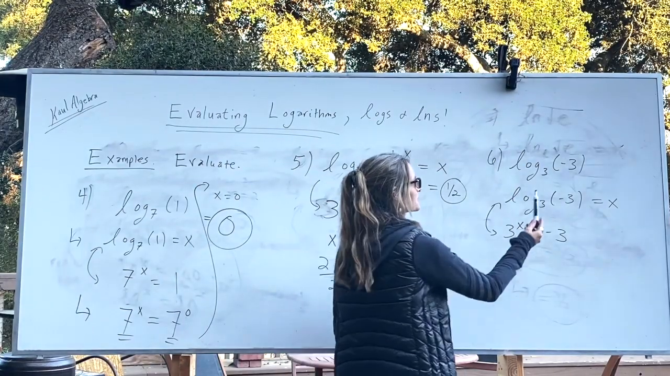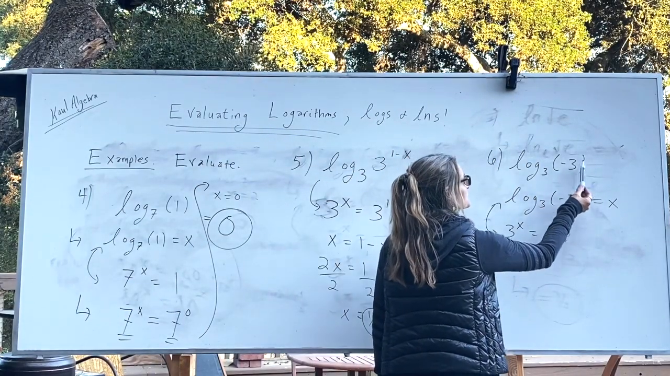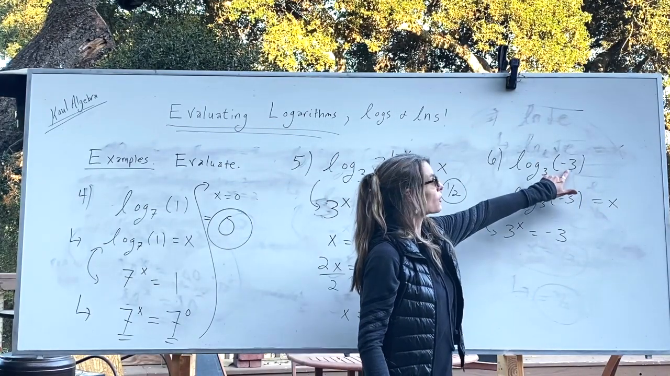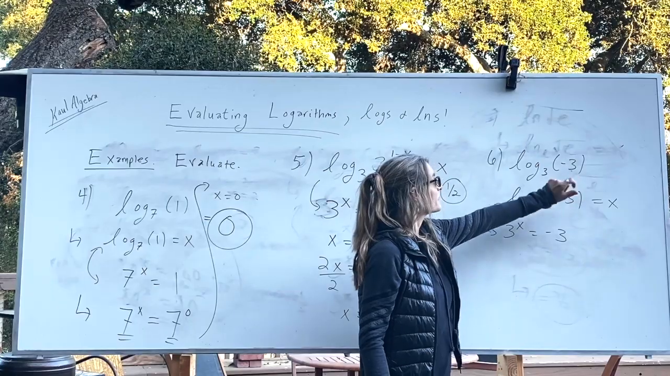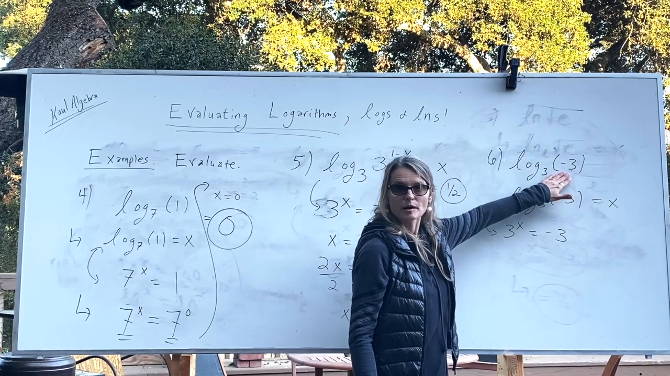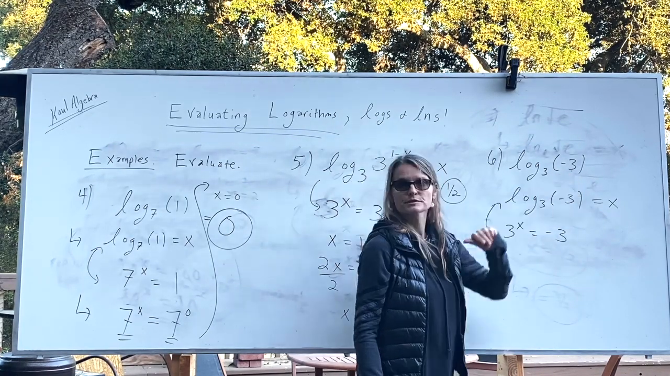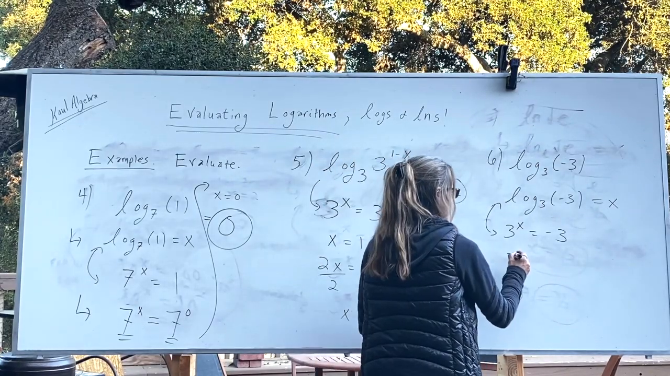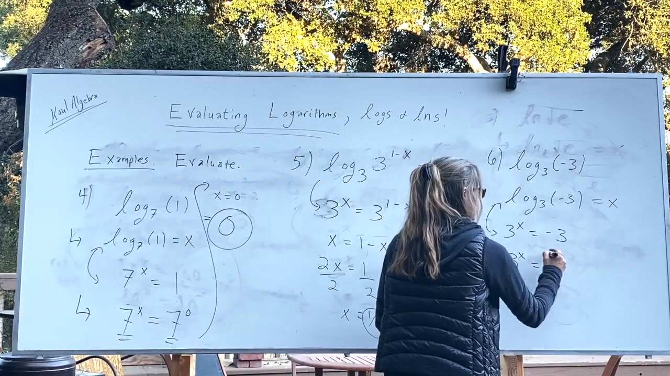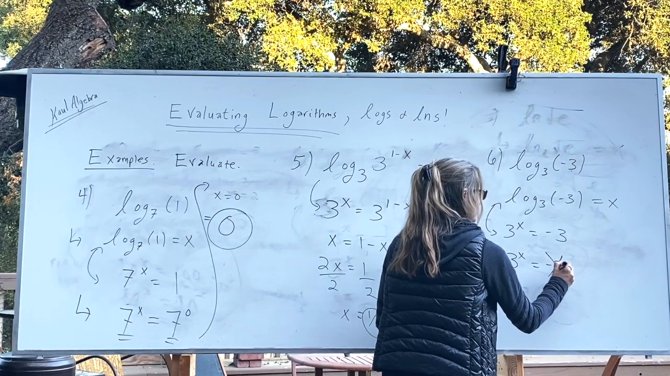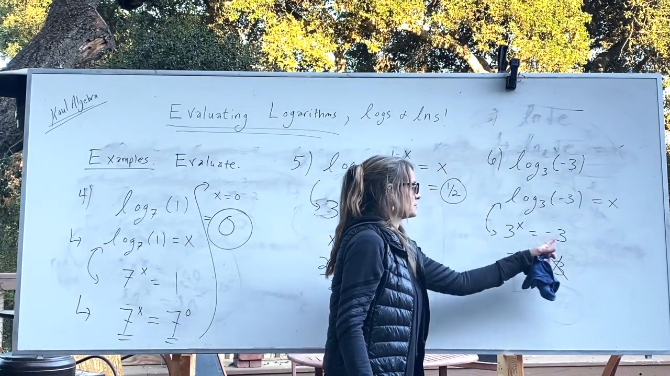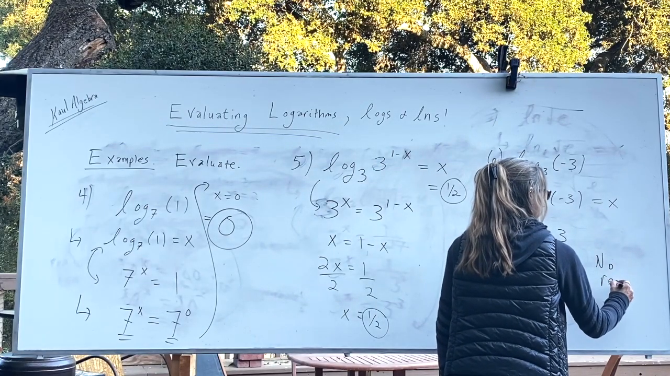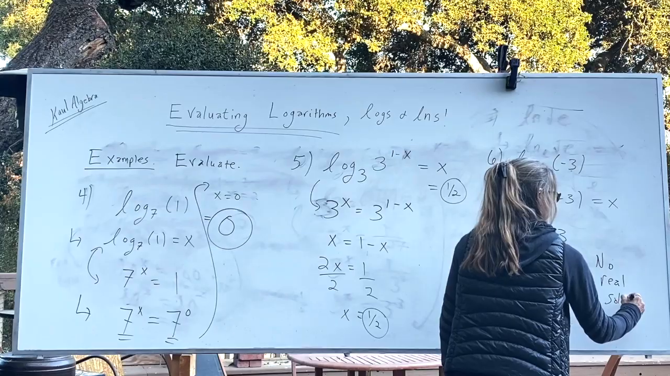If you've forgotten your properties of logs, where the domain restriction is that you could never have 0 or negative in the argument, then you probably say, well, this is not possible. There's no real solution for this. And that is the answer. If I try to get my bases the same, it just won't work with the negative 3. Because these are not the same base. So we would say there's no real solution.